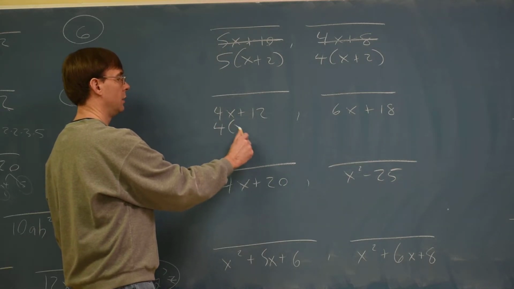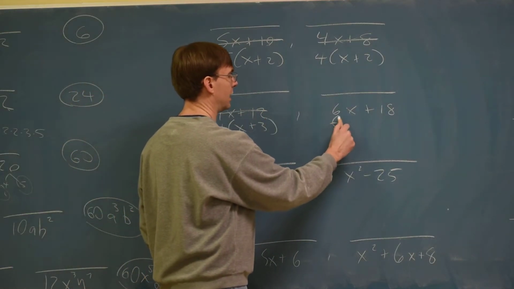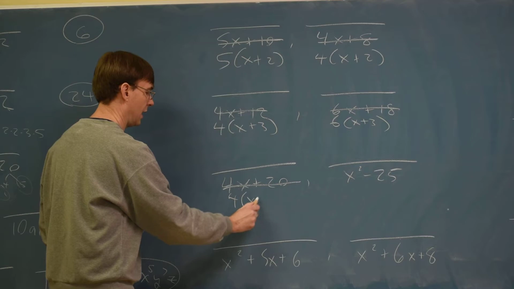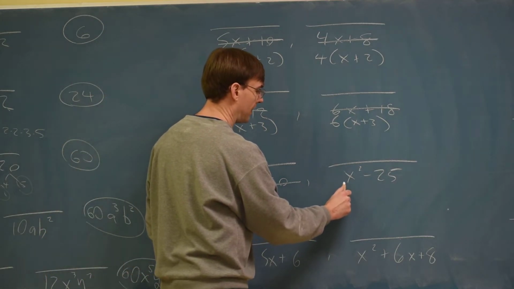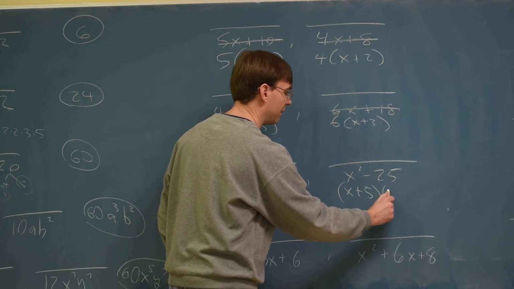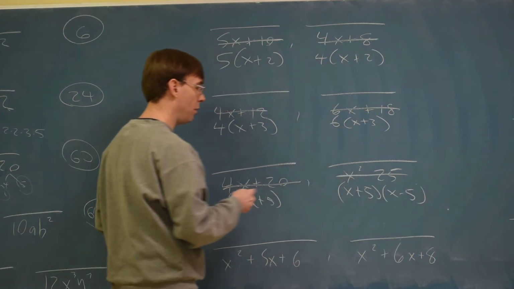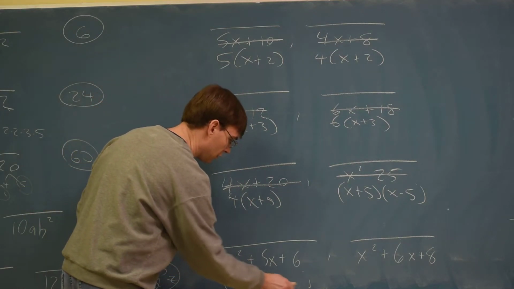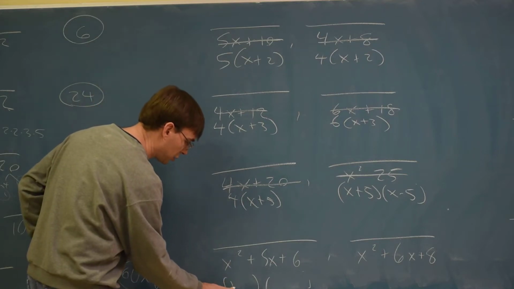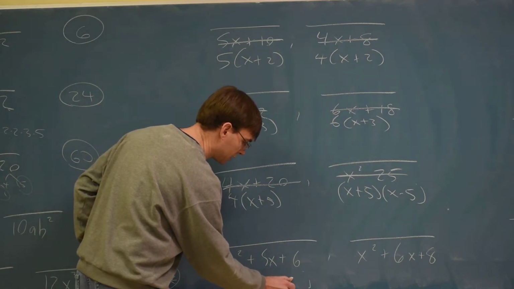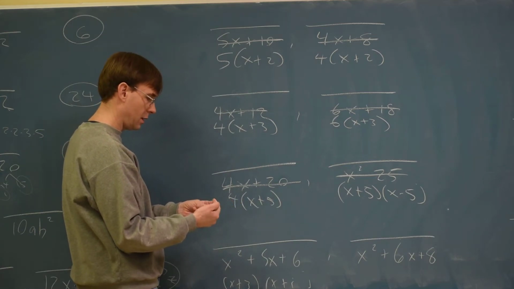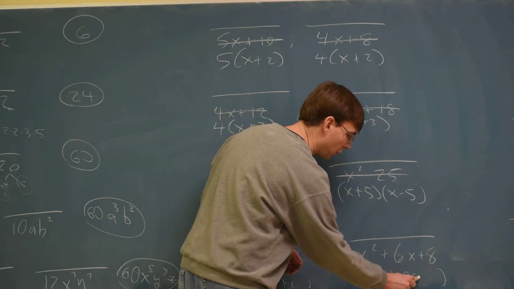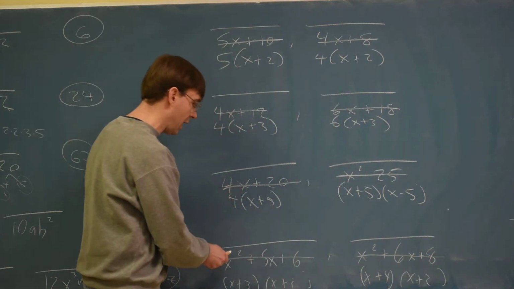So 4 times x plus 3, 6 times x plus 3, 4 times x plus 5. This is a difference of squares, x plus 5 and x minus 5. Up until this moment, those were all just GCFs, taking out a greatest common factor. This, we have 2 groups of parentheses, x plus 3, x plus 2. We'll squeeze one more out maybe. x plus 4, x plus 2 from that one.